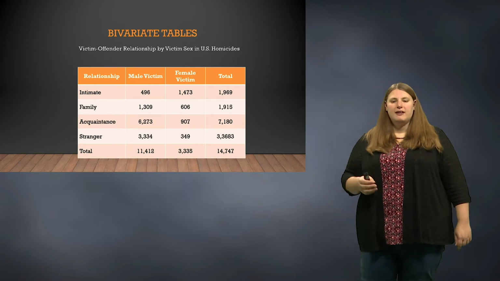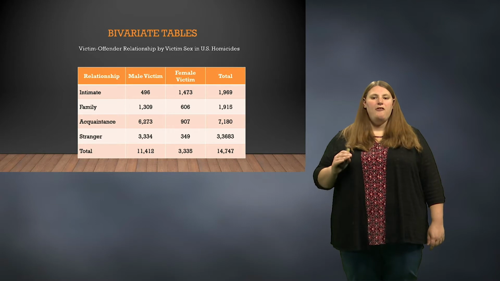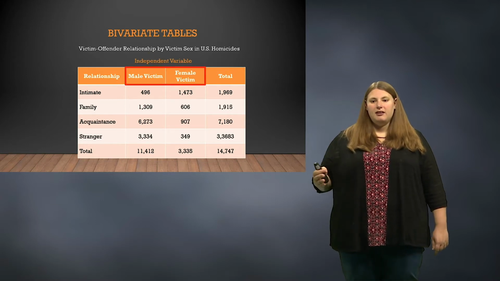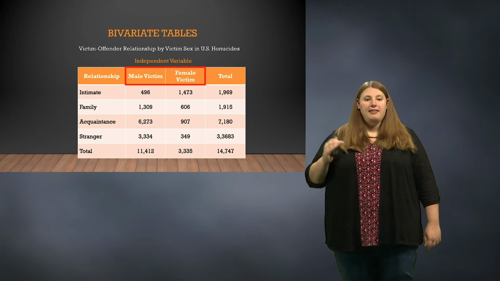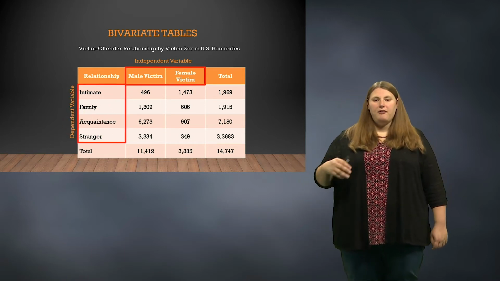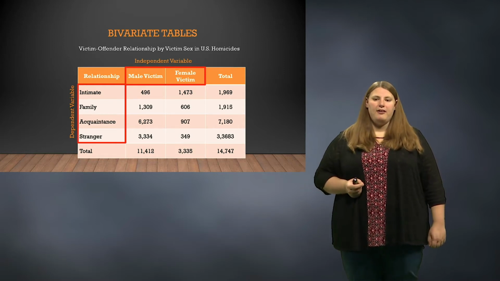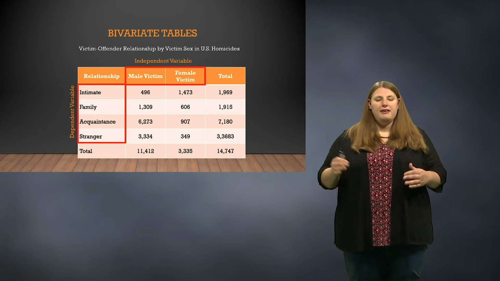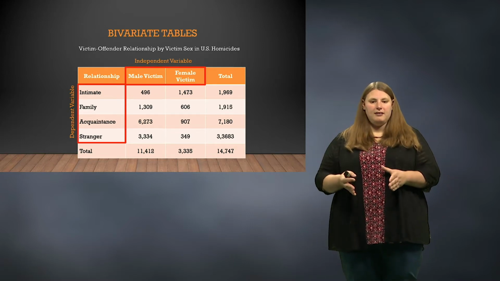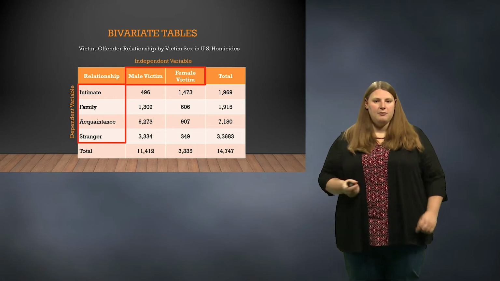For instance, on our example graph, we have two different variables, victim gender and victim offender relationship. Since the attributes of victim gender have their own columns, that's going to be my independent variable. Since the attributes of the victim offender relationship have their own rows, there's my dependent variable. So I know now that the author is trying to explain how the gender of a homicide victim impacts the relationship between the victim's attacker and the victim themselves.